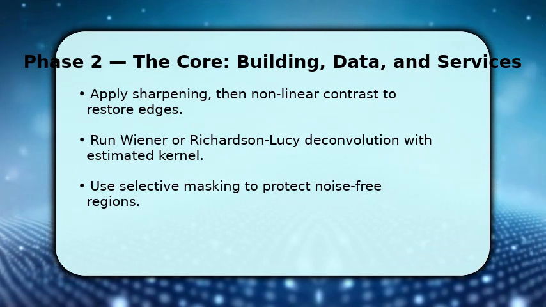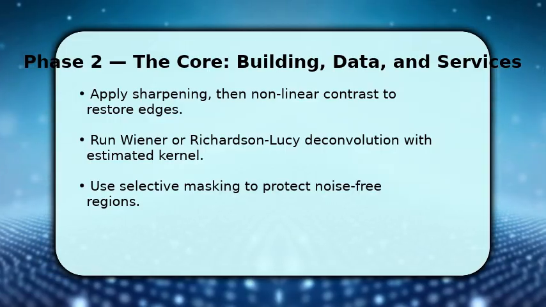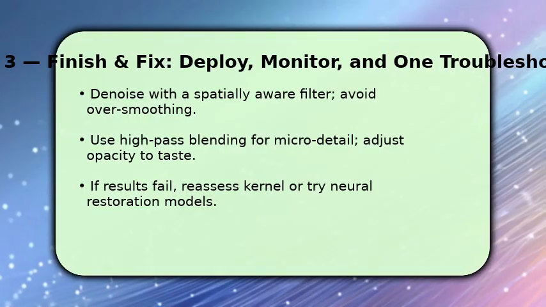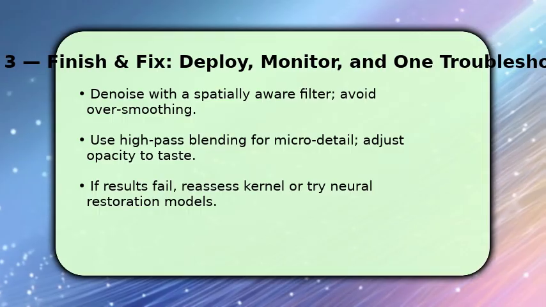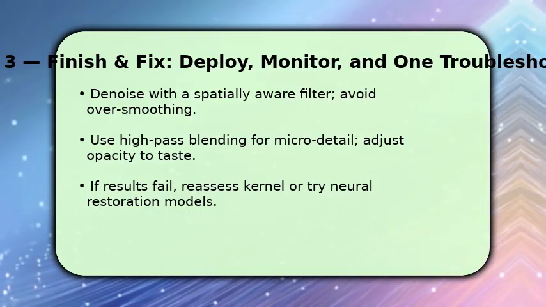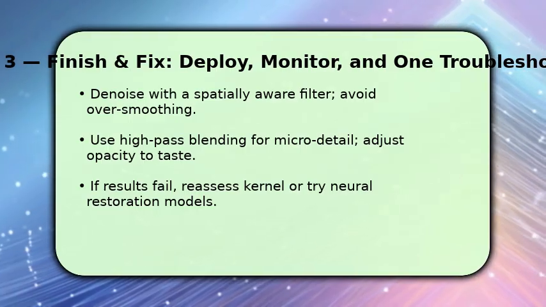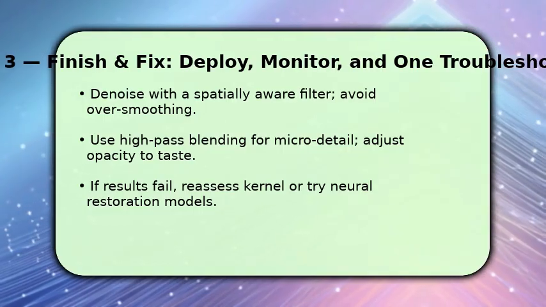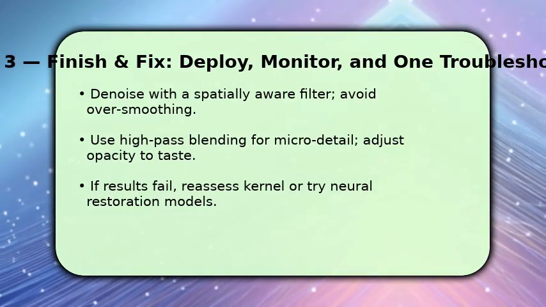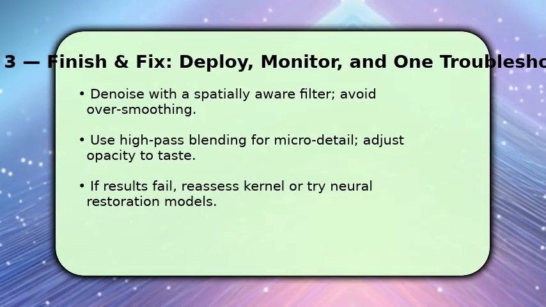Finish by cleaning artifacts and refining texture. After deconvolution, run a spatially aware denoiser to remove amplified noise, then reintroduce micro detail with a high pass layer blended at low opacity. This preserves natural texture. Compare to Image Original JPG as you go, and export incremental saves. If outputs look over-sharpened or details are missing, reassess your blur kernel estimate and try a different algorithm, or test a modern neural.